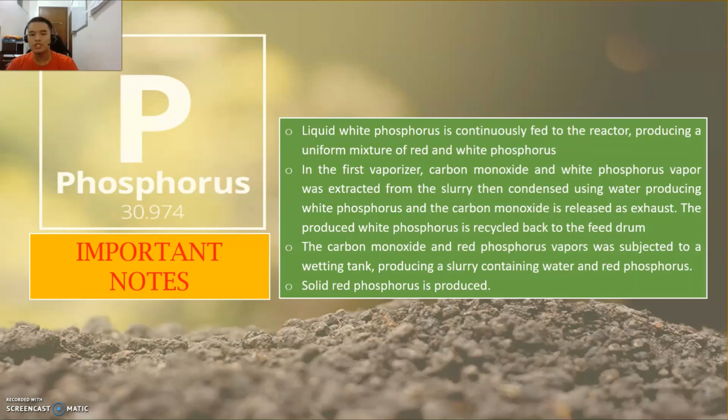Liquid white phosphorus is continuously fed to the reactor, producing a uniform mixture of red and white phosphorus. In the first vaporizer, carbon monoxide and white phosphorus vapor were extracted from the slurry, then condensed using water, producing white phosphorus, and the carbon monoxide is released as exhaust. The produced white phosphorus is recycled back to the feed drum, as you can see at the recycling stream earlier. The carbon monoxide and red phosphorus vapors were subjected to a wetting tank, producing a slurry containing water and red phosphorus, and therefore solid red phosphorus is produced from solid white phosphorus.